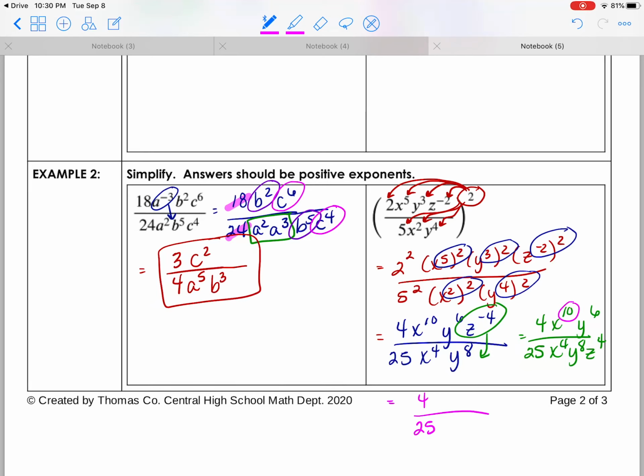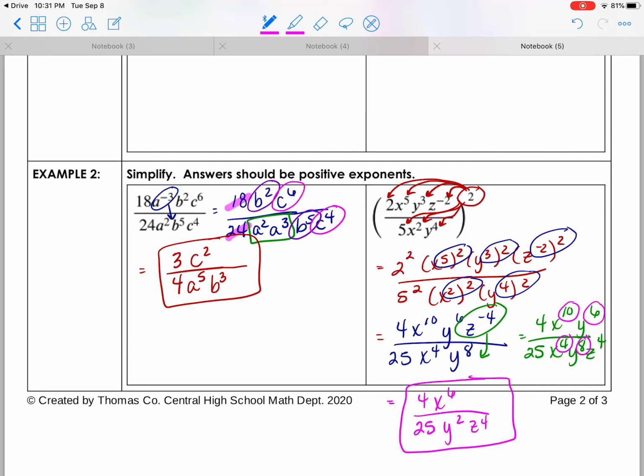Now, look at my x's. I've got 10 on top, 4 on bottom. So, what's the difference in them? X to the 6th. And it's going to go on top because that's where the majority of the x's were to begin with. X to the 6th. Okay, then we're going to look at our y's. We had 6 on top, 8 on bottom, so we have 2 left over. The majority goes on the bottom, y squared. And then the z doesn't have any z's on top, so it's just going to say z to the 4th on bottom. And that is our simplified answer.